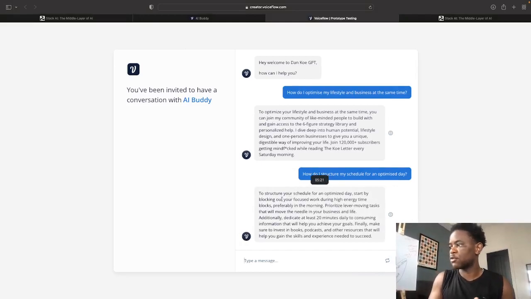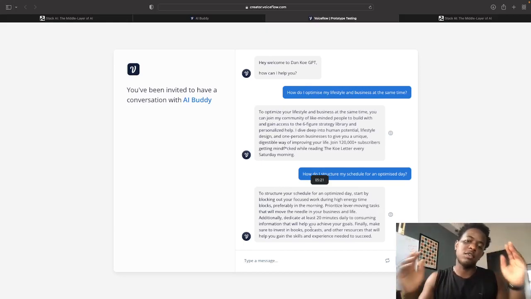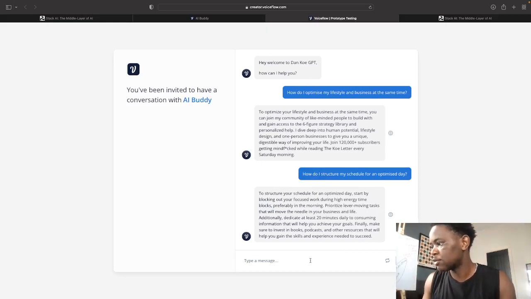Okay, to structure your schedule for an optimized day, start by blocking out your focused work during high energy time blocks, preferably in the morning, prioritizing leverage-moving tasks that will move the needle in your business and life. Additionally, dedicate at least 20 minutes daily to consuming information that will help you achieve your goals. This is a much better output than last time.